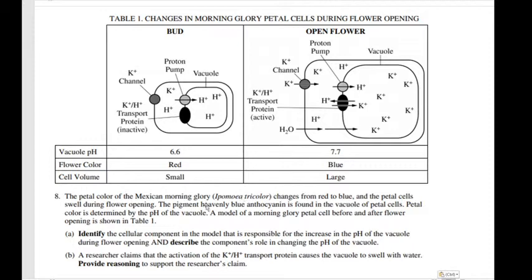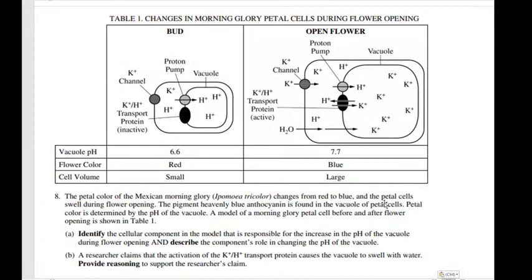So the petal color of this flower changes from red to blue, and the petal cells swell during flower opening. The pigment heavenly blue anthocyanin is found in the vacuole of petal cells. Petal color is determined by the pH of the vacuole. The model is shown in the table above. So we need to identify the cellular component in the model that is responsible for the increase in pH of the vacuole during flower opening, and describe the component's role in changing the pH of the vacuole.